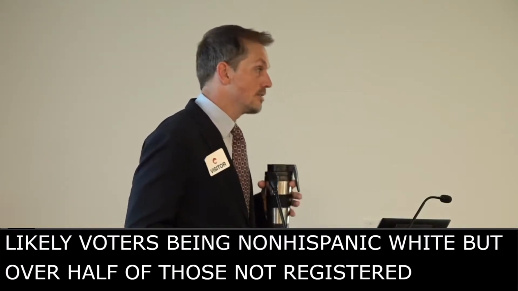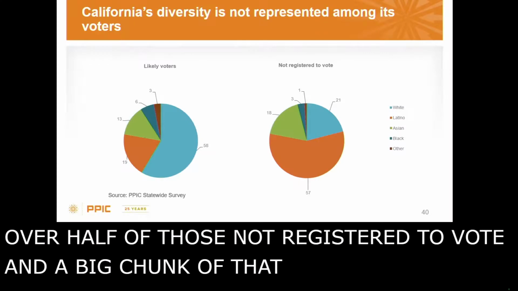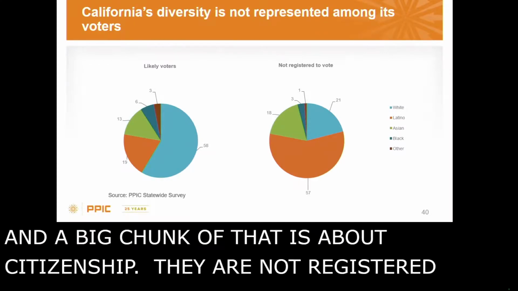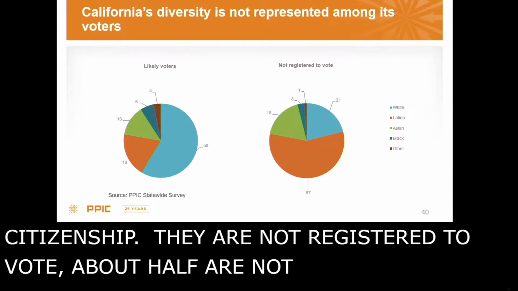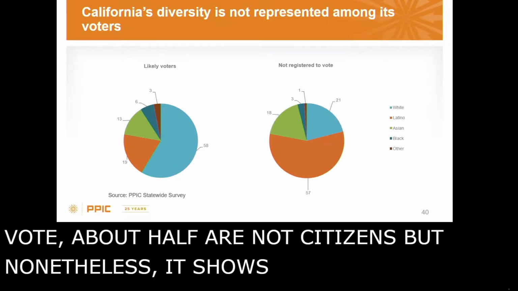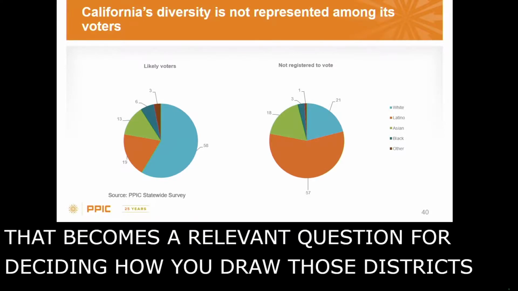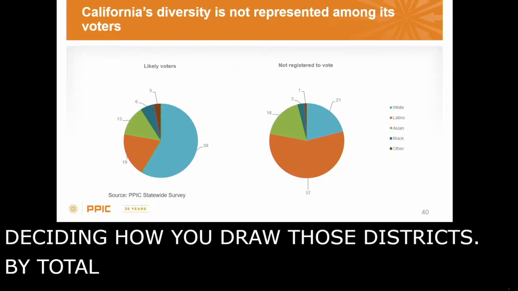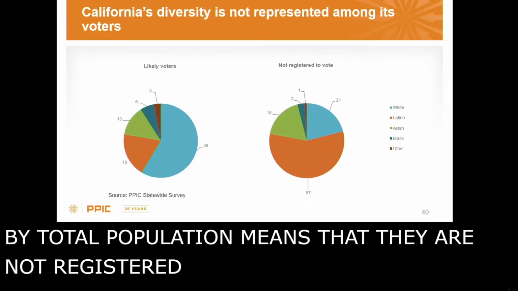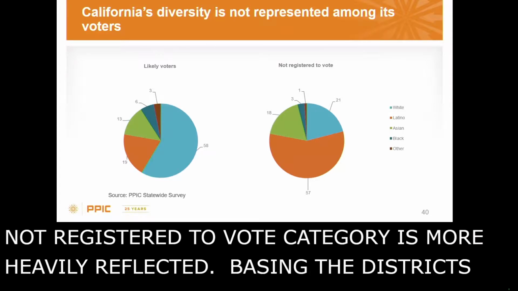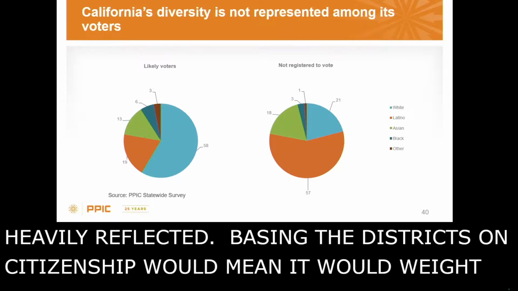A big chunk of that is about citizenship: in the not registered to vote category, about half are not citizens. But nonetheless, it shows you that disparity. That becomes a relevant question for deciding how you draw those districts, right? Total population means that the not registered to vote category is more heavily reflected. Basing the districts on citizenship would mean it would weight it more toward the likely voters.